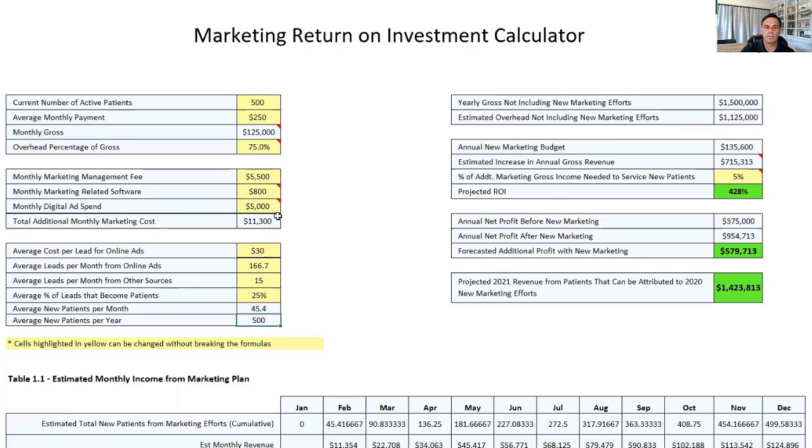So that's when you're going to see something like, wow, let's say this person is spending $11,300, but they're getting a 428% ROI. That $135,000 investment made them $579,000 during that first 12 months and then $1.5 million extra dollars in that next year from those 500 extra starts. That's when you're cooking with gas.